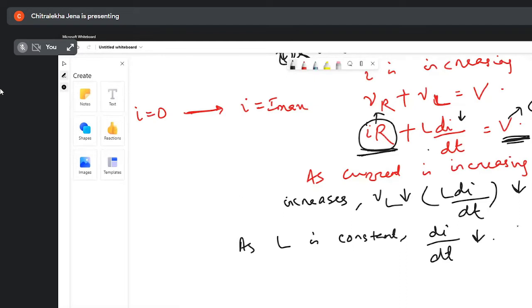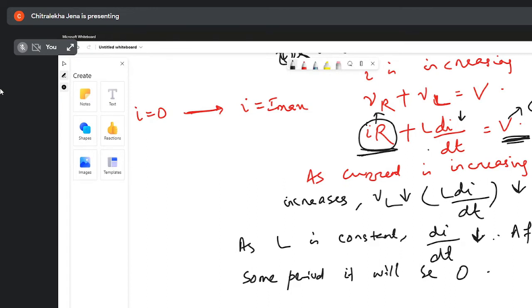So it is decreasing, and after some period it becomes what? Constant, or it will be 0. It is decreasing, and decreasing it will be 0. Yes, it will be 0.